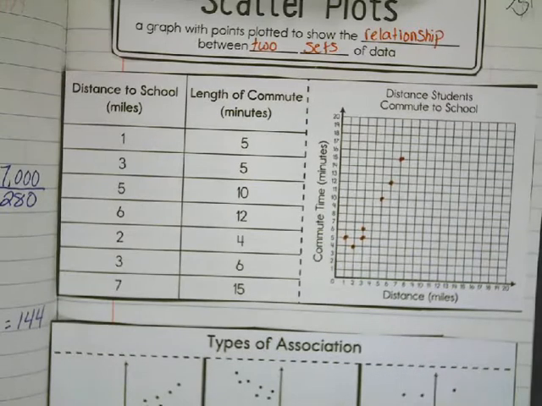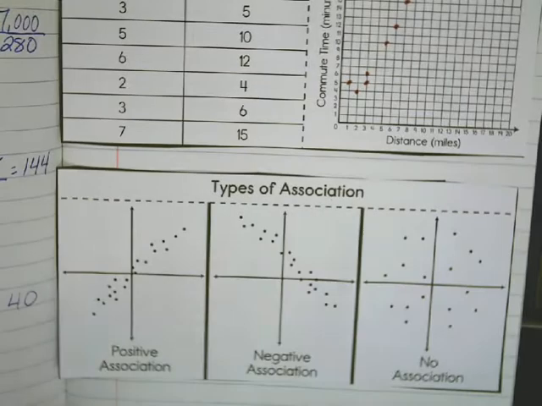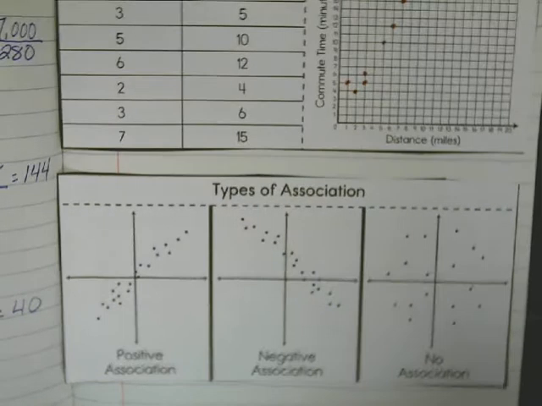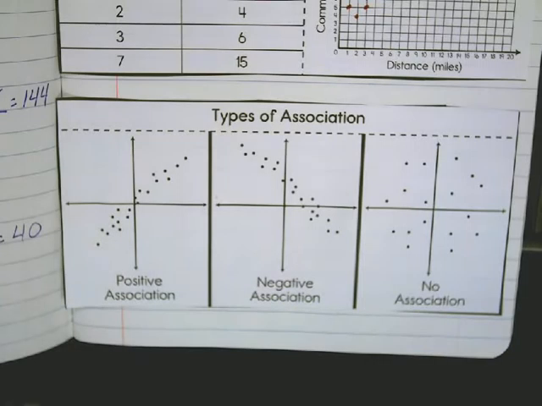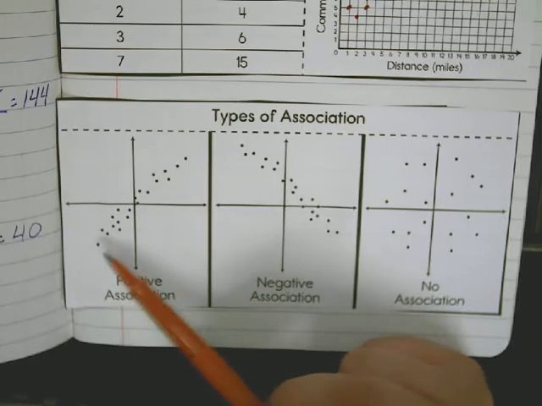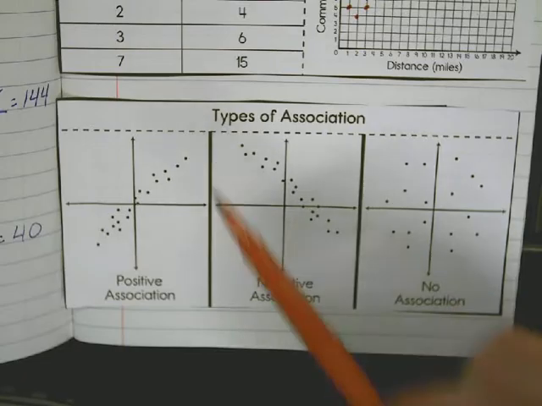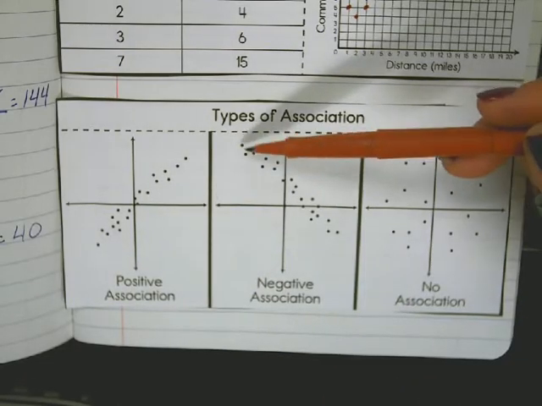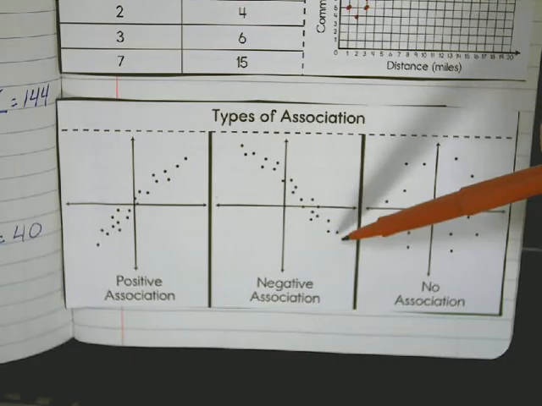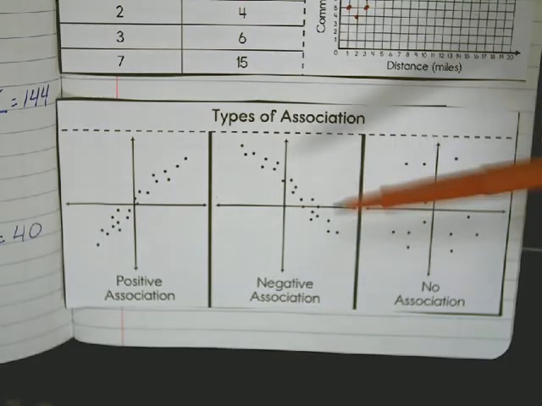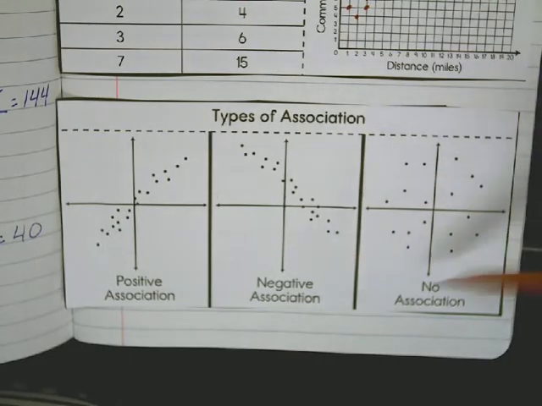Now when we're looking at scatter plots, there's three types of association. There is the positive association, the negative association, and no association. So if you're looking at the positive association, most of the dots are going in an upwards pattern, so it would be positive. On the negative, most of them are going down. So there's your negative association. On no association, they're all scattered around. There's no pattern that you can justify from it, so it is considered no association.